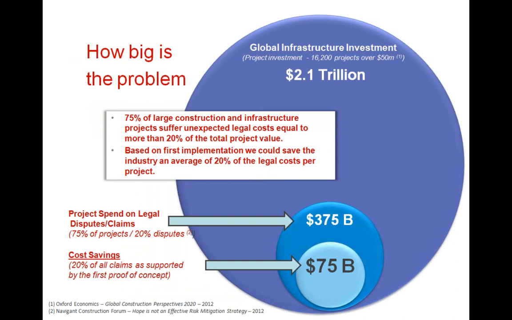If you just look at this year, at any point in time, there will be more than 16,000 projects over $50 million. And here's the key. 75% of large construction and infrastructure projects suffer unexpected legal costs equal to more than 20% of the total project value. So 20% of this 2.1 trillion is going to be paid to lawyers. So it's an enormous amount. And if you can save anything there, you can make a big, big contribution.